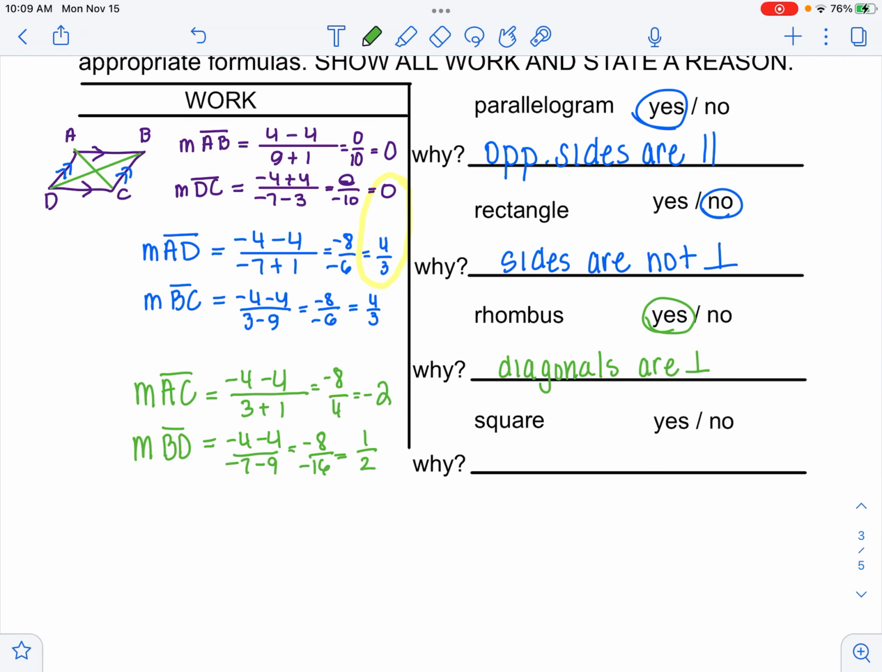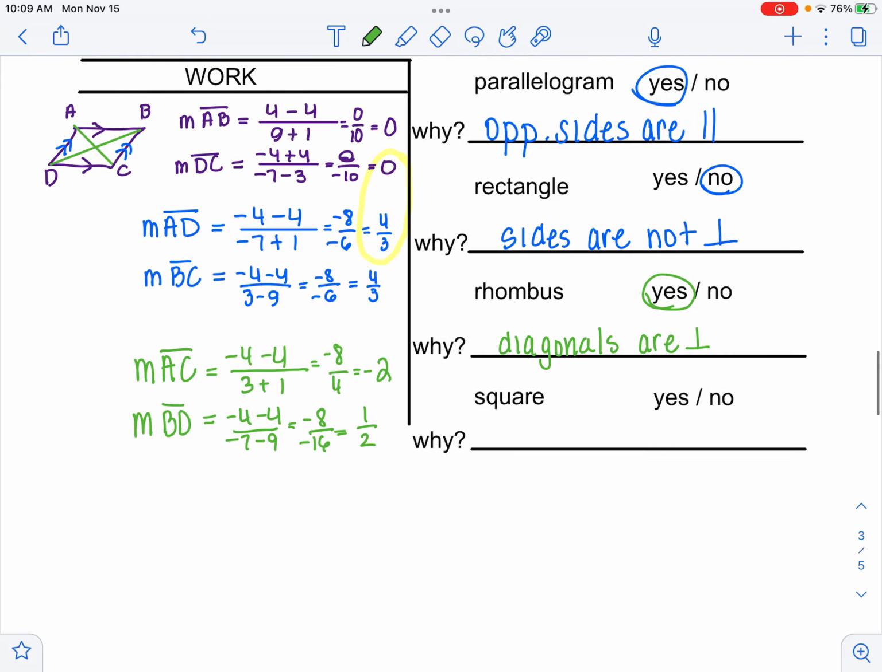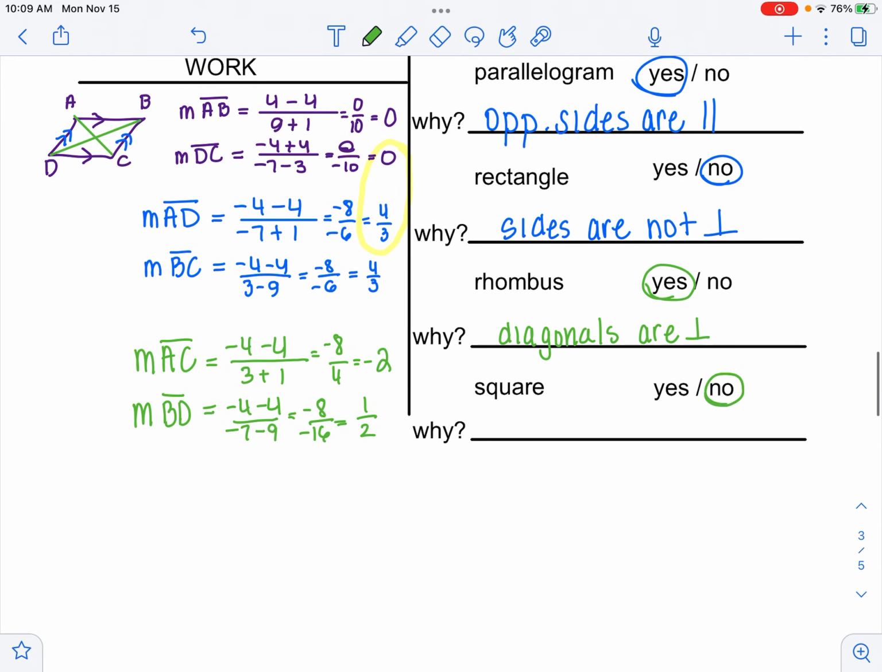All right, last but not least, I need to know if this is a square. It would have to be all three of these, so no, this is not a square, and my reason why is because it's not a rectangle. So since it's not a rectangle, it cannot be a square.